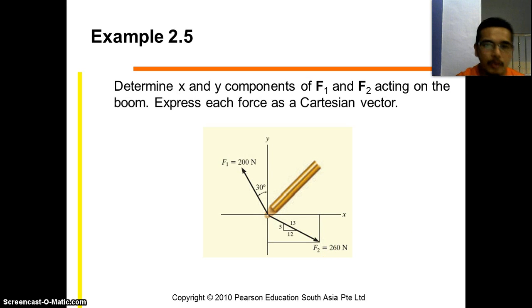Okay, so let's see the example. We have two forces acting on the boom. Express each force as a Cartesian vector. So how do we express the Cartesian vector? F1, for example, is 200 N at 30 degrees from the negative x axis. This one is in the second quadrant, and then F2 is 260 Newton using the 5, 12, 13 triangle.